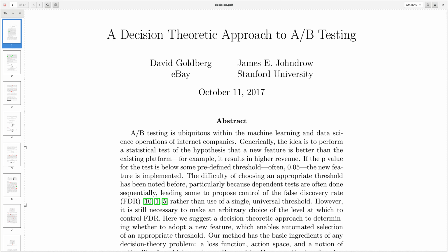So today I'm reading the paper "Decision-Theoretic Approach to A/B Testing." It's from eBay with Stanford University. My idea is to give some sort of better way of choosing a p-value when you are doing your A/B test, not just simply choose 5% acceptance of basically rejecting the null hypothesis, but having some sort of more sophisticated approach, and they call it the decision-theoretic approach here.